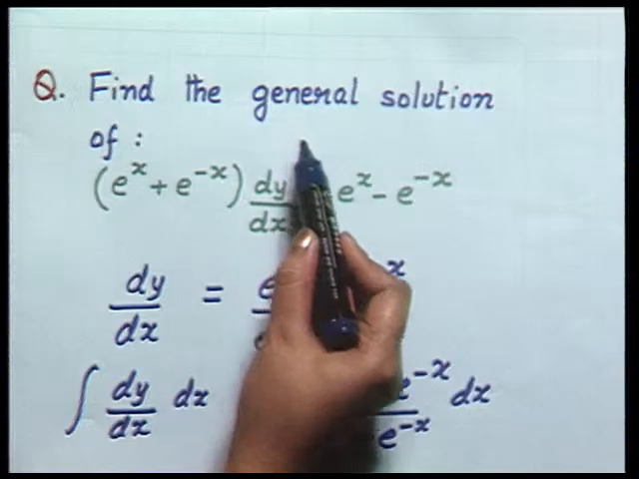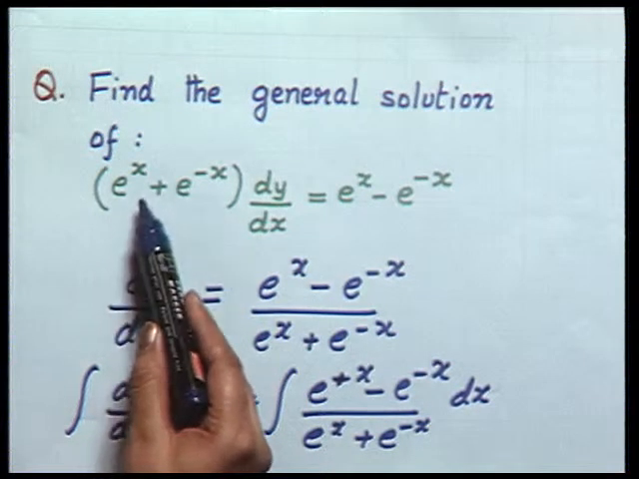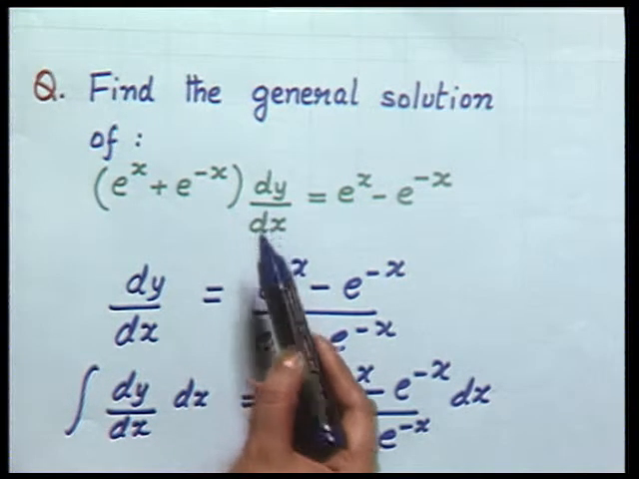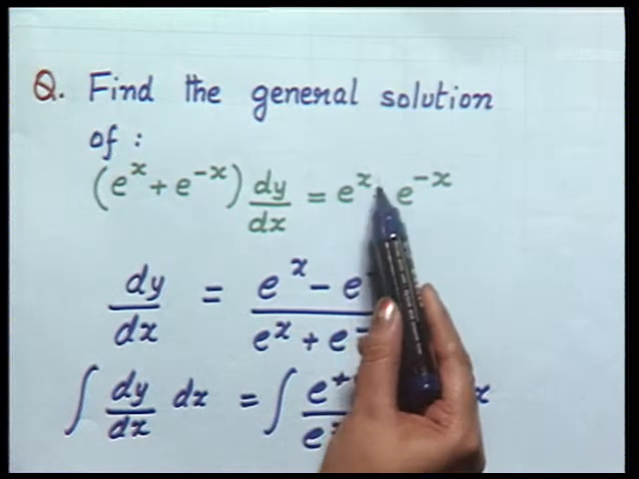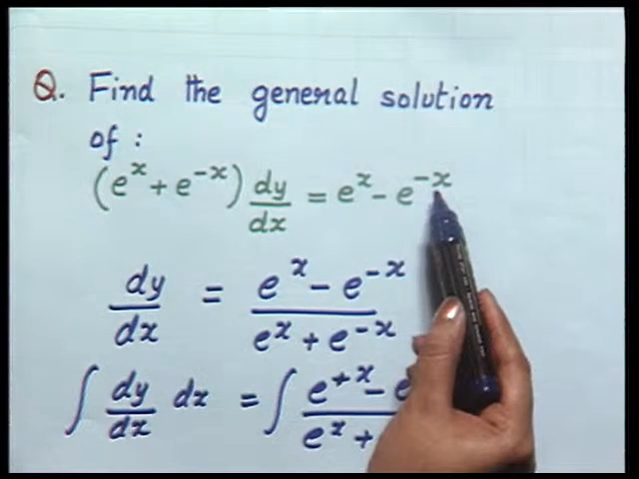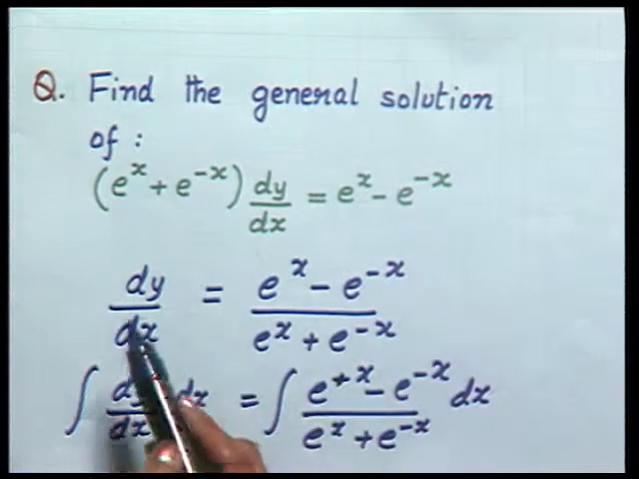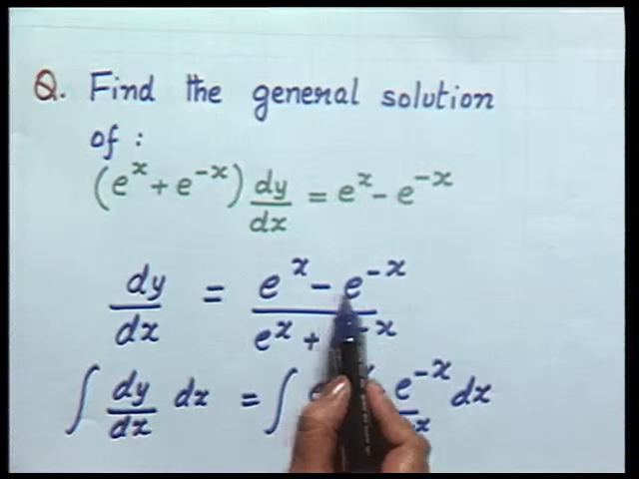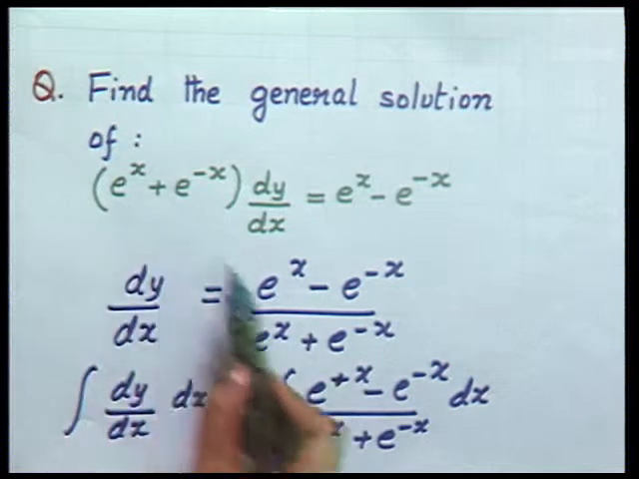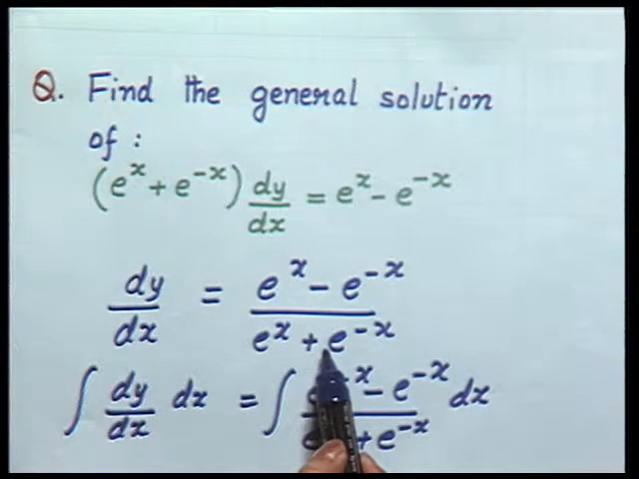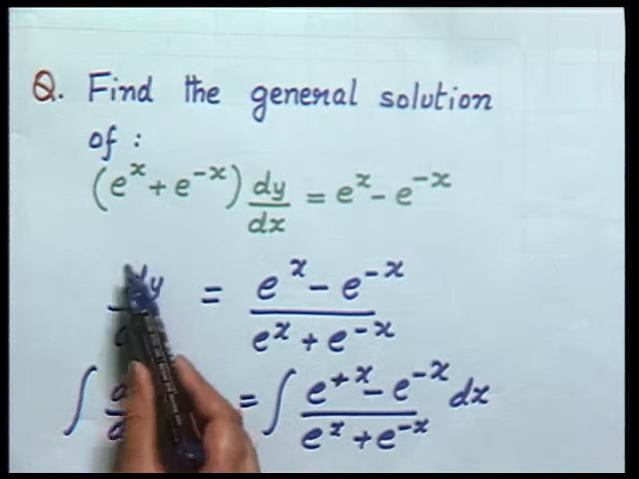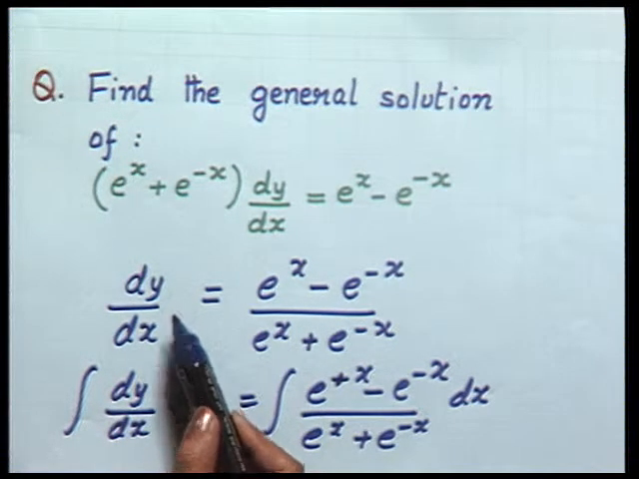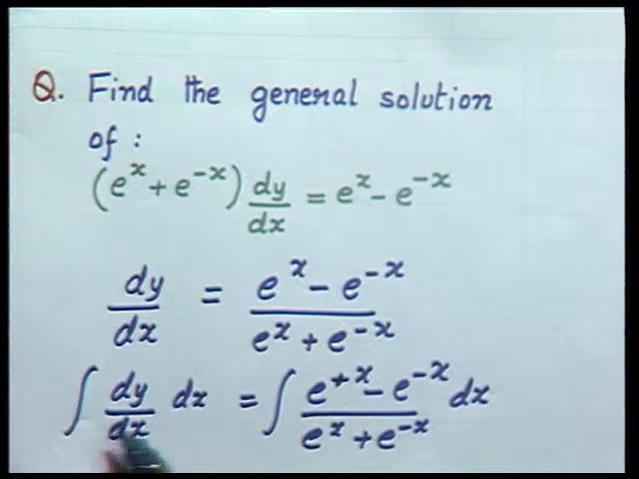Let's consider an example. Question says find the general solution of (e to the power x plus e to the power minus x) dy by dx equal to e to the power x minus e to the power minus x. What we can do is write dy by dx to be equal to (e to the power x minus e to the power minus x) and bring this term to the denominator. The integral of dy by dx with respect to x is simply y. So that's exactly what we'll do.